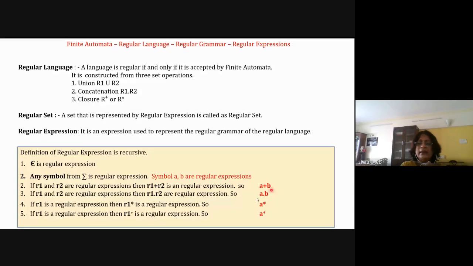Dot means and. A and B is a regular expression. A star is a regular expression and A plus is a regular expression. Star closure means 0 or more than 0, and plus means at least 1 and more than 1. Okay. Let's see quickly the diagrams.